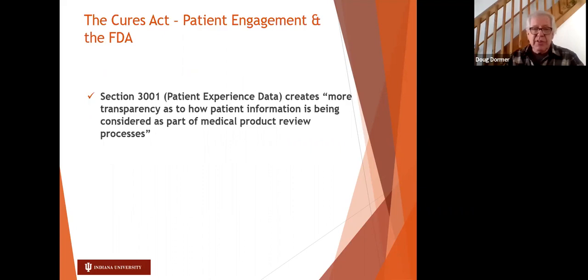So, last couple of comments here. Regarding patient experience in particular, the Cures Act requires more transparency. Now, this is interesting. This comes under the heading of patient experience data, but is really only one small aspect of consumer health informatics. Section 3001 of the Cures Act says that we need to create, under the heading patient experience data, more transparency as to how patient information is being considered as part of the medical product review process.